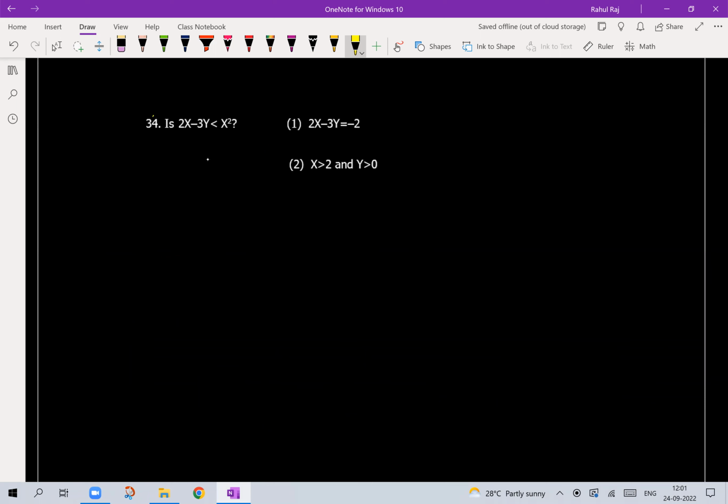Can you please try doing question number 34? Take 2 minutes. Now, these are the places where you will build up your concept of solving data sufficiency. So please concentrate very properly. Try question number 34, take 2 minutes.